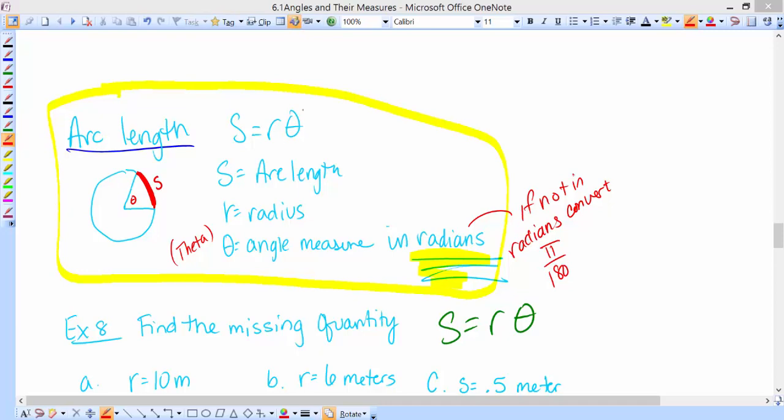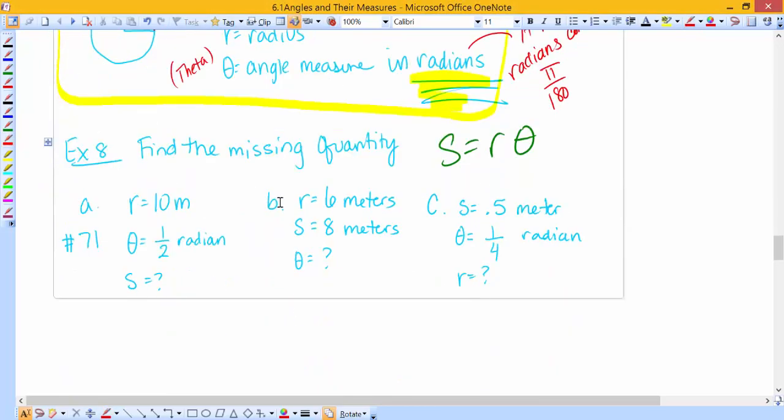So we have to take whatever our angle measure is in radians and multiply it by the radius, because this will increase the distance that you're walking. The bigger the radius, the more distance that you are going to travel. So our arc length formula is S equals R times theta. S is your arc length, R is your radius, and theta is your angle measure, and it must be in radians. So let's go ahead and start example 8.